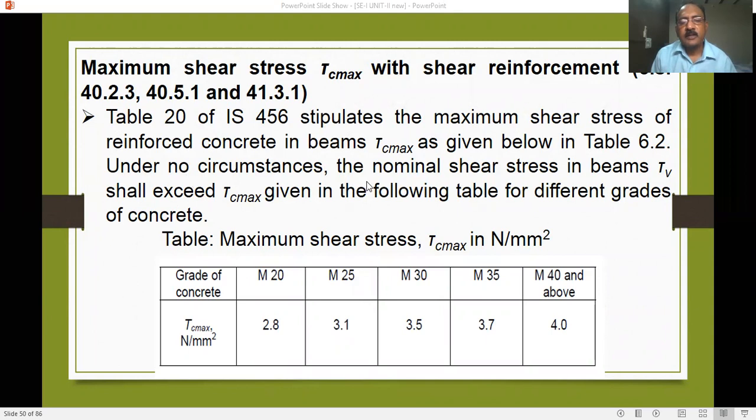Under consideration, nominal shear tau v should not exceed this 2.8. What is tau v? Vu by bd. Suppose for M20, if you get 3.5, but here the limit is 2.8, so you have to redesign, you have to increase depth or increase reinforcement. Redesign of the section is required in that case. So this is a very important topic, and we'll continue in the next class.